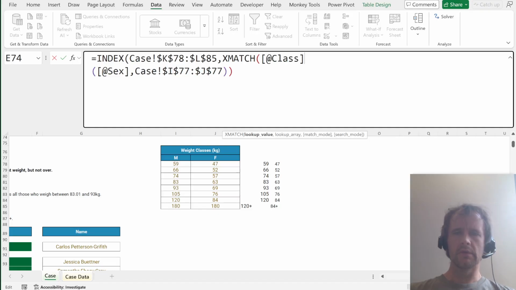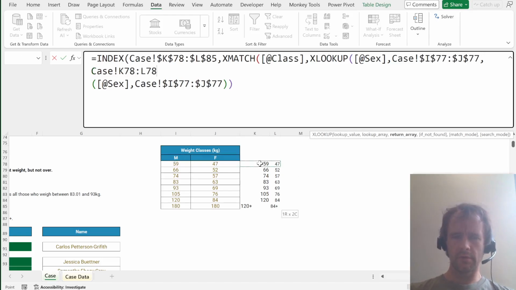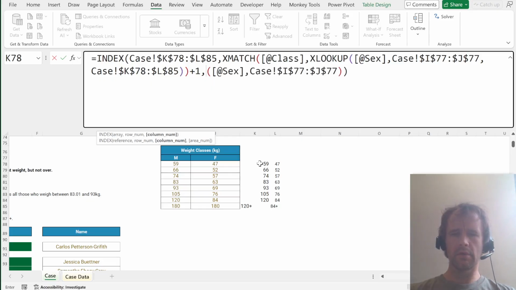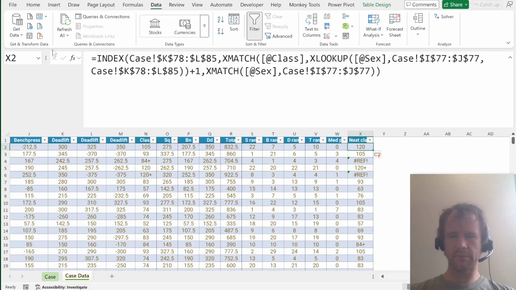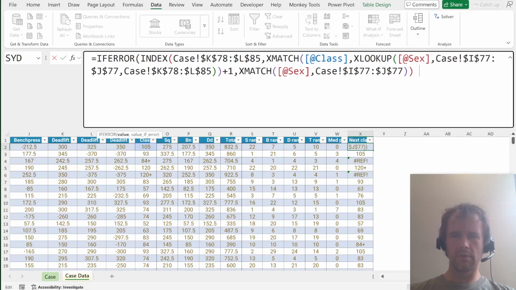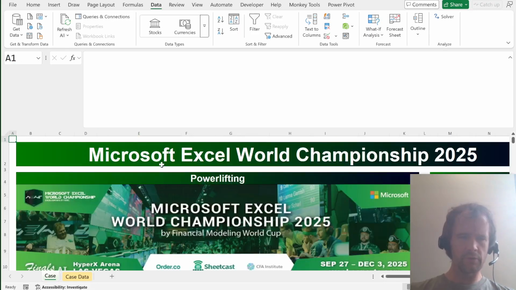Oops. Against XLOOKUP and sex in here, looking up returning from here, plus 1. Sorry, let's do XMATCH. Okay, and then that should error out for some of them. Yes, so we'll just say IFERROR. Okay, and then I assume we're just interested in overall rank.